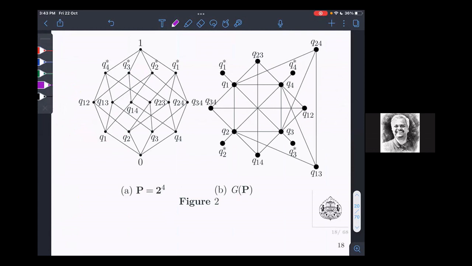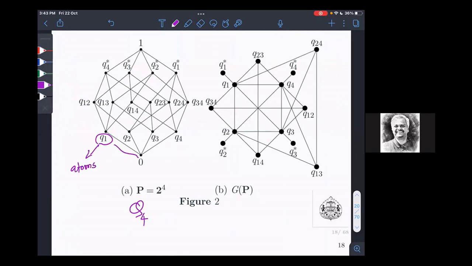This is the power set of 4 elements, 2 to the power 4. In terms of a hypercube, I can say this is Q4. This is a hypercube Q4, right? Now these elements, which are exactly above 0, are known as atoms. So naturally we have 4 atoms.